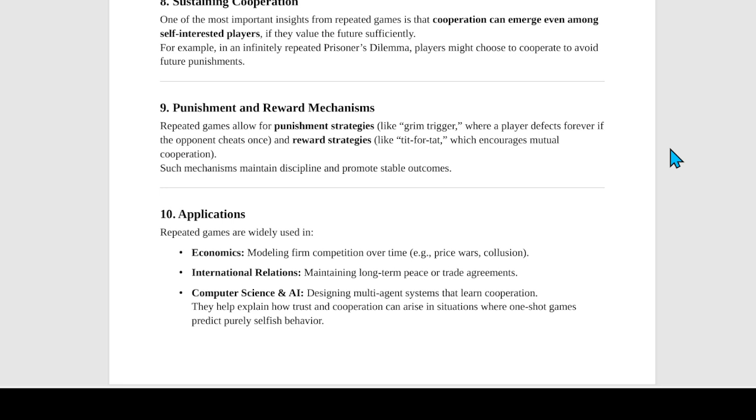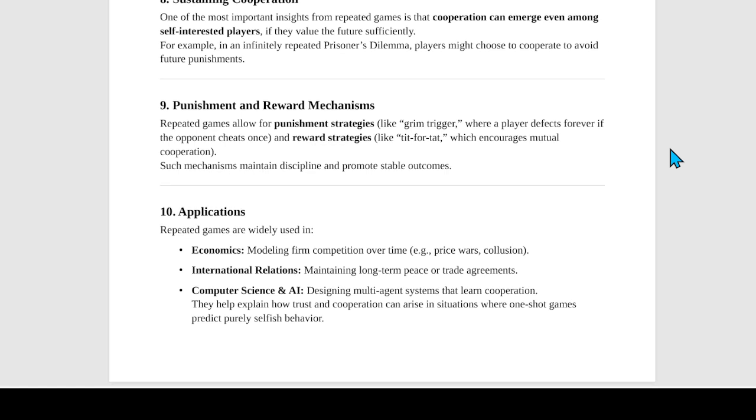All right. Now, what are the real world applications of this? All right, now it is used in economics for price competition and cartel stability. They are used in international relations for peace treaties and trade agreements, and in computer science for multi-agent AI cooperation. All right. So overall, repeated games basically explain to us why trust and long term cooperation exist and they are important, all right, and why short term incentives should be discouraged.